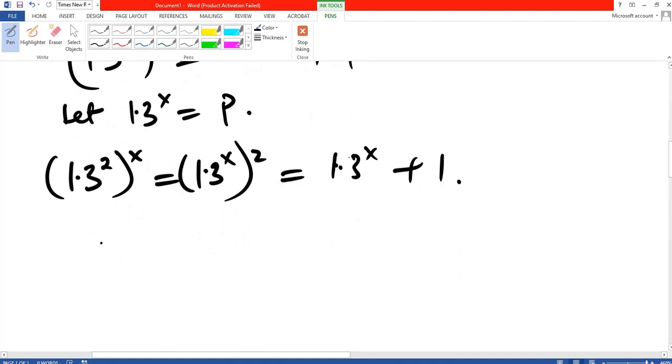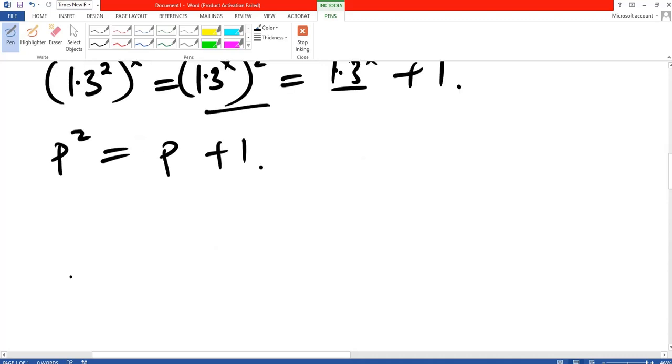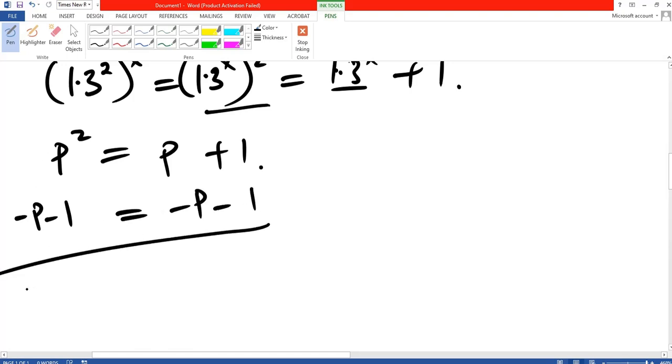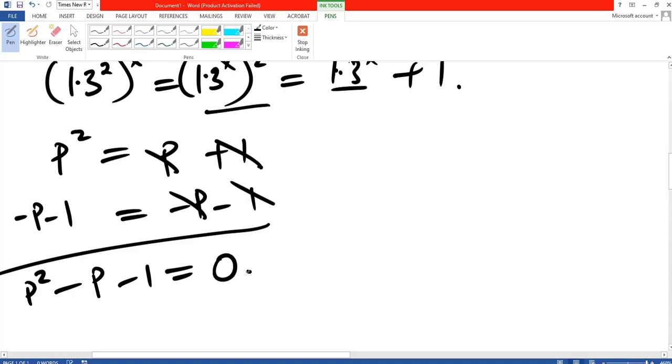Now wherever we see this, we substitute this. So that means this is the same thing as p raised to the power 2 equal to p plus 1. Now if you add minus p minus 1 to both sides, on this side you have p raised to the power 2 minus p minus 1, and the other side cancels out: p cancels out, minus p plus 1 cancels out minus 1, so we have 0 here.